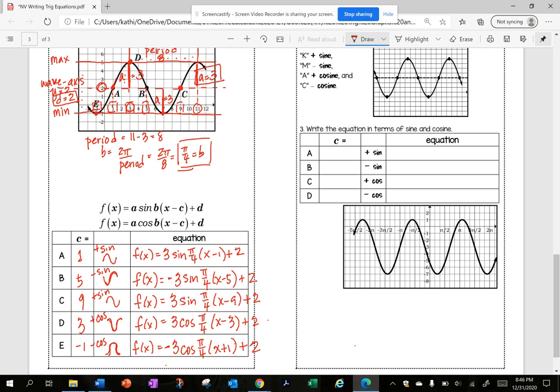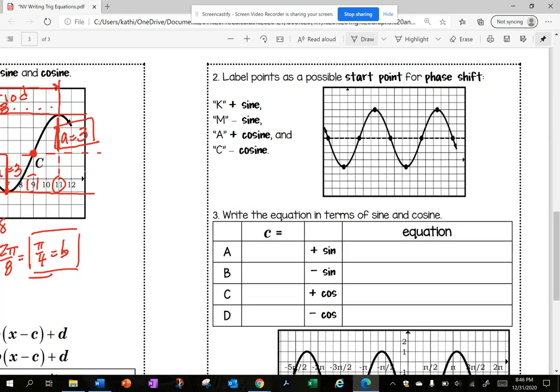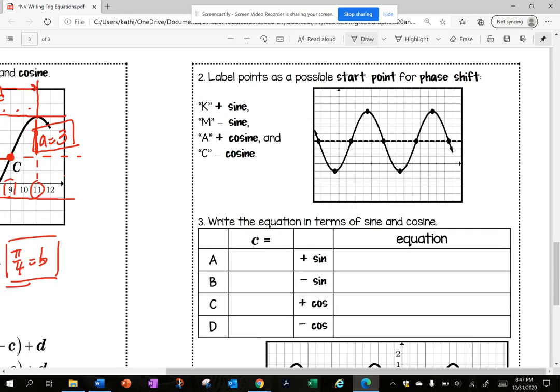Okay, so the C value is what determines whether I have sine or cosine and whether I am flipped or not flipped. So let's take a look and make sure that we would know what kind of curve I'm going to write based on each point here. So we are going to label these points as a K, an M, an A, or a C, depending on whether I'm going to write a positive sine, a negative sine, a positive cosine, or a negative cosine curve.